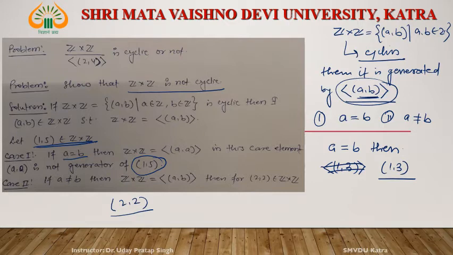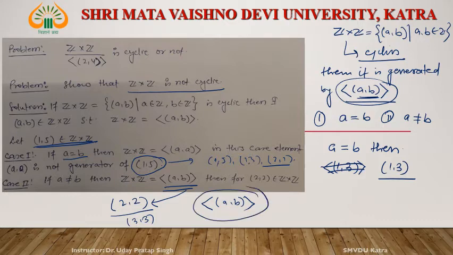If a does not equal b, then this (a, b) cannot generate (2, 2) or (3, 3) or (4, 4) like this. And if a equals b, then this cannot generate elements of the type (1, 5), (1, 3), (2, 1) like this. In both cases, this is not a generator, right? Hence, Z cross Z is not cyclic. Okay.